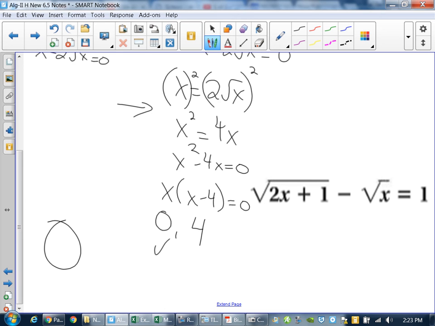So does that mean that 4 can't work? It could or it could not. We don't know. What's 4 times 2? What's 8 plus 1? Square root of 9. 3. So this part's 3. What's the square root of 4? What's 3 minus 2? Did it work? They both work. It is possible. We're not taking the square root over an equal sign, we're just taking the square root of the value. So in this case, they both work.